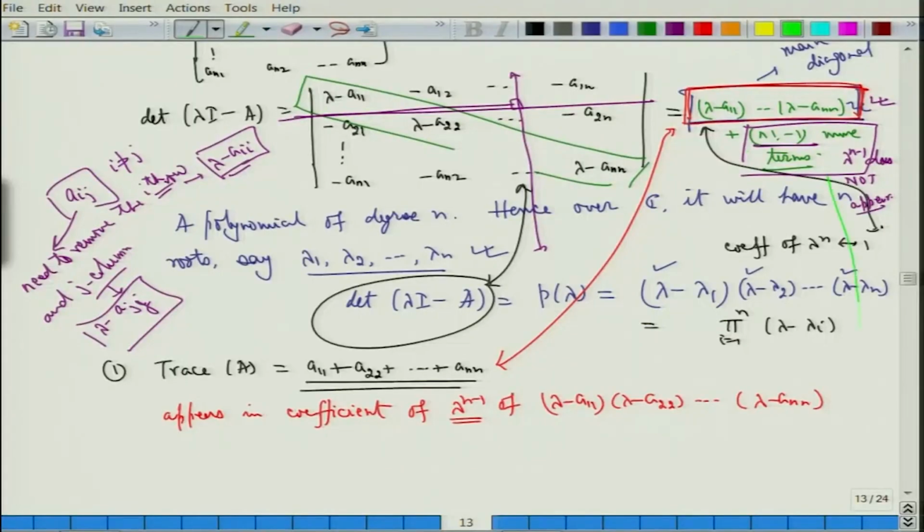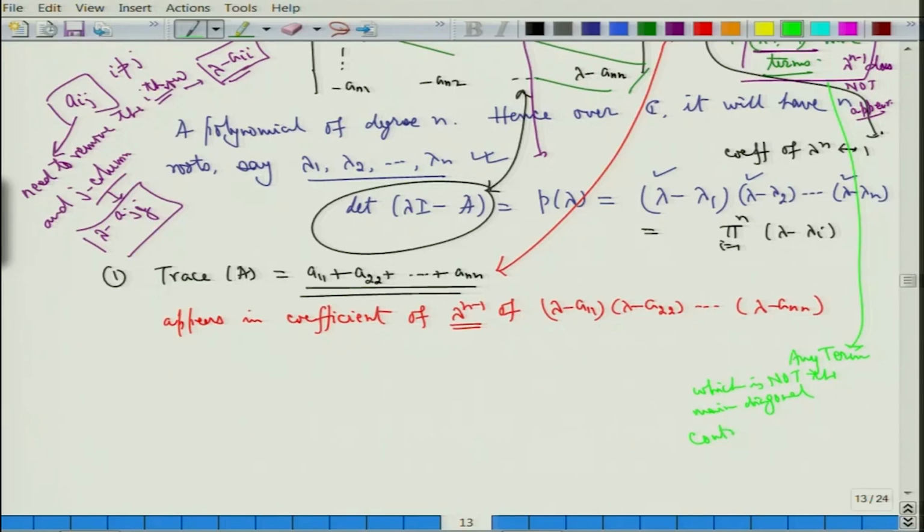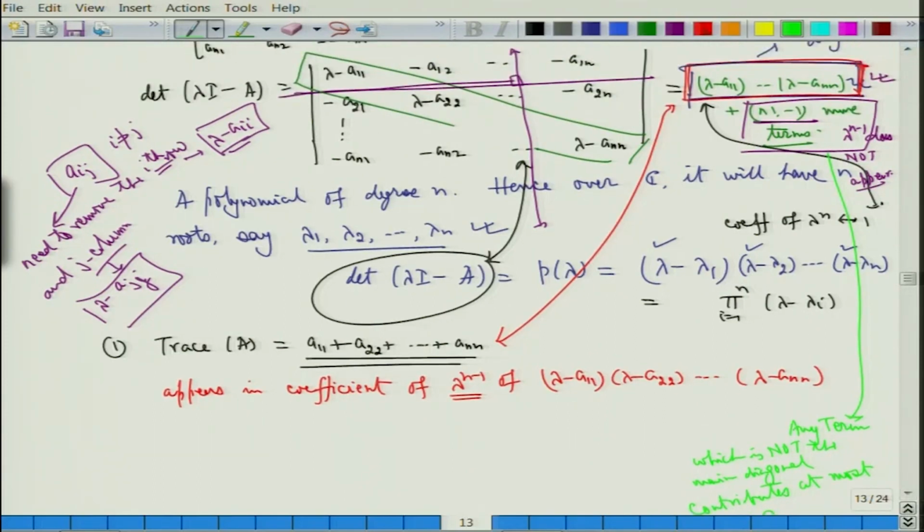So any other term here, any term which is not the main diagonal, contributes at most lambda to the power n minus 2, that is, to the coefficient of lambda to the power n minus 2. It won't give me lambda to the power n or lambda to the power n minus 1. Is that okay? So let's go back now.